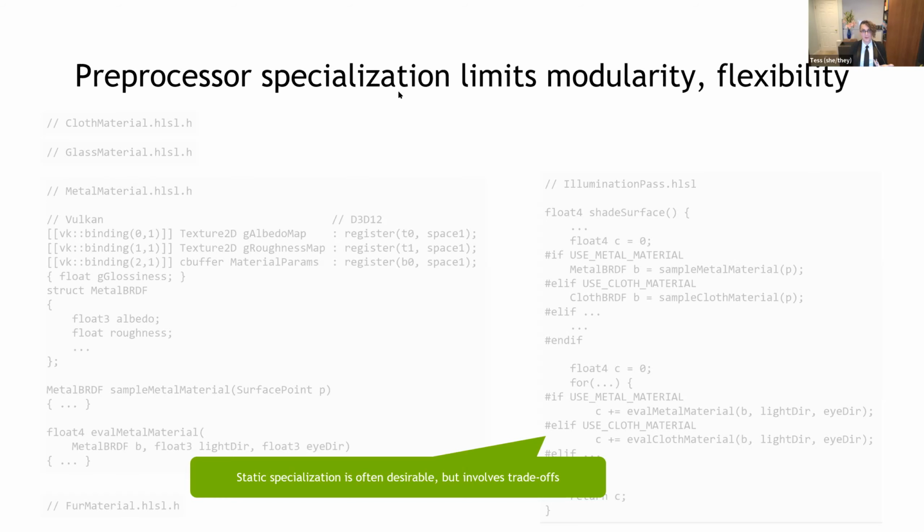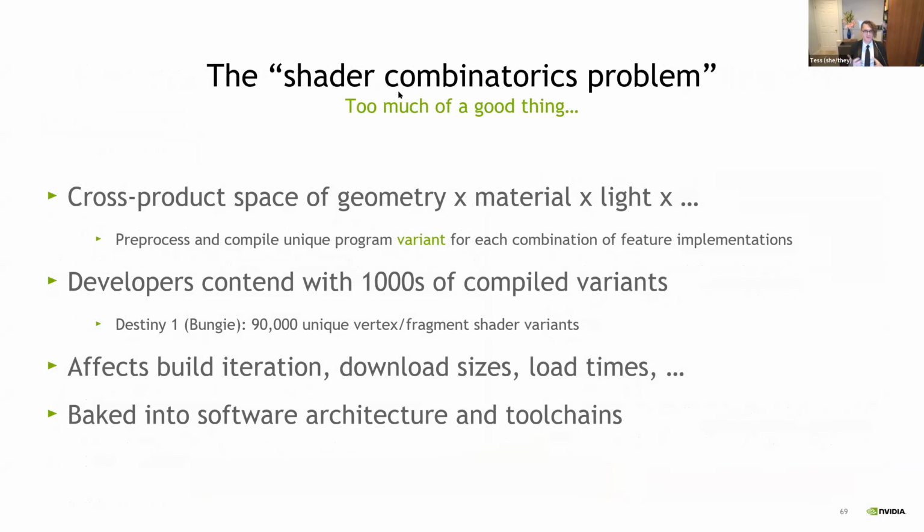And in particular, in the real-time graphics community, we have this thing that gets called a bunch of different names, but I often refer to it as the shader combinatorics problem, which really arises when you have shader programs that want to work across a large cross-product space of features. I want this shader to work with different geometry types and different material types and different light types. And so for each combination of features across those different points in the space, I need to preprocess and compile a unique variant of this program that only works with that subset of features. And what we find in practice is that real-time graphics developers often end up dealing with thousands of compiled variants.